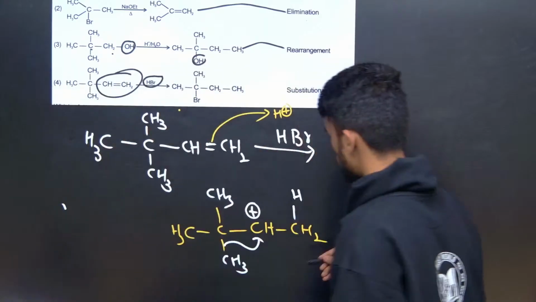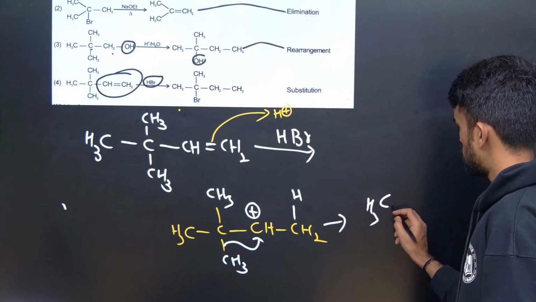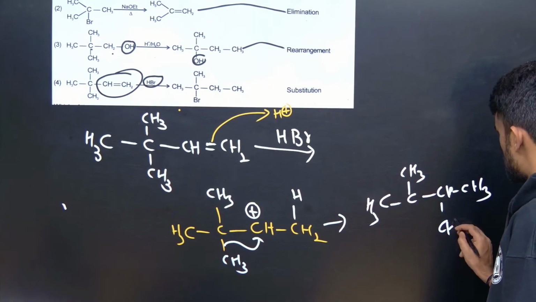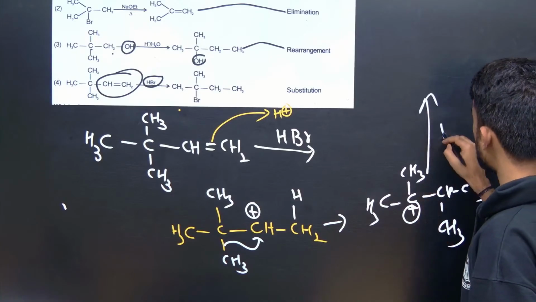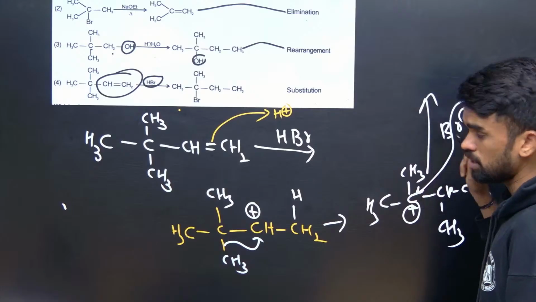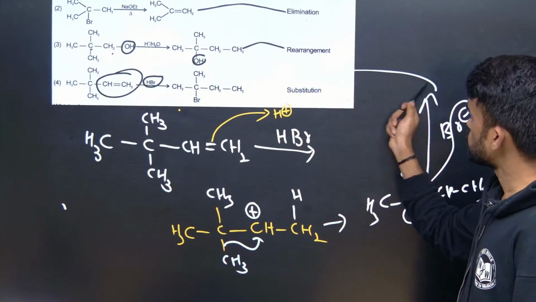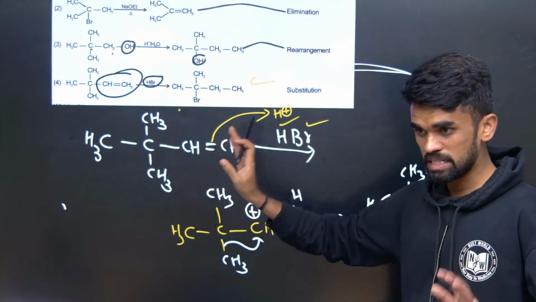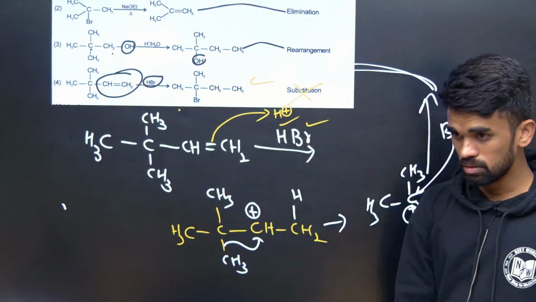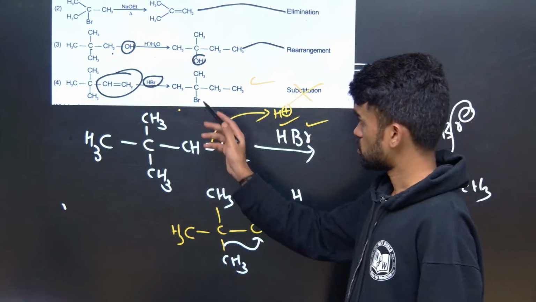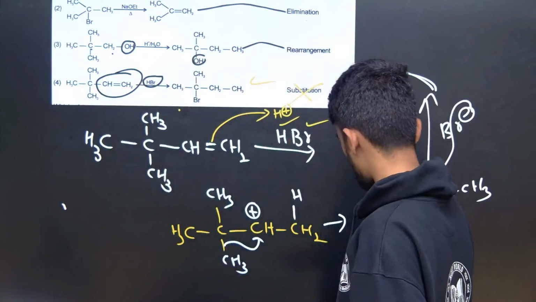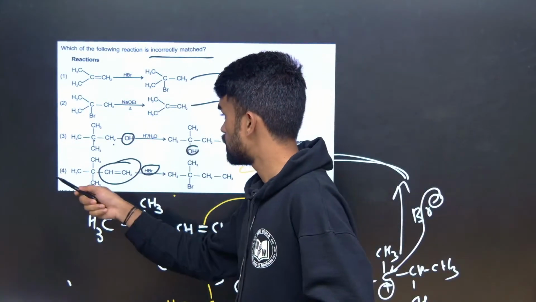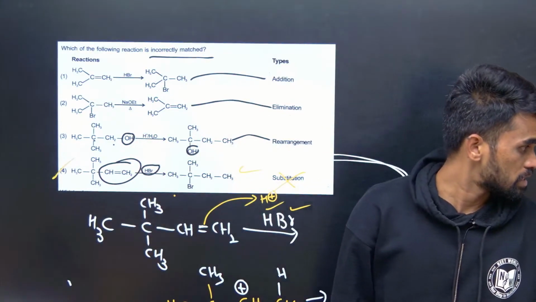So what are we getting? CH3, C, CH3, CH, CH3, here CH3, positive charge here. Here what are we adding finally? Br minus to this carbocation, and we are getting this product. That is the transformation. So now we added H plus, we added Br minus to the substrate. So we can say it is addition reaction but not substitution. Yes or no? Yeah. So this is incorrect as per the representation. So we need to choose that option as the answer for this question, because they are asking incorrectly matched. Clear now? Yes. Next.